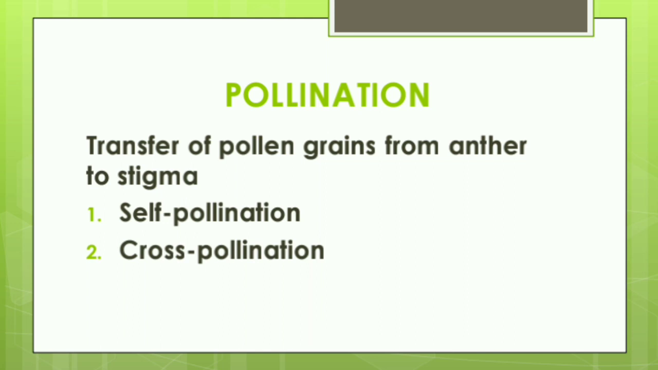And the second one is cross-pollination. Here, the transfer of pollen grain occurs from the anther of one flower to the stigma of a genetically dissimilar flower of the same species. Now, cross-pollination is brought about by some external agencies. That may be biotic, may be abiotic. So I will discuss that in detail shortly.